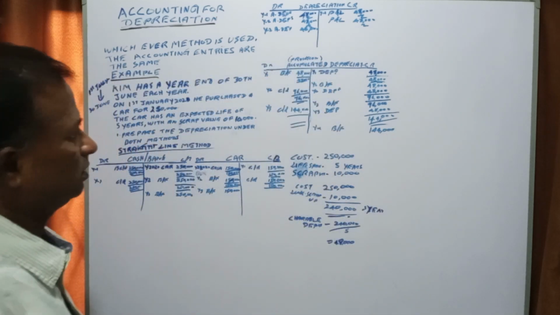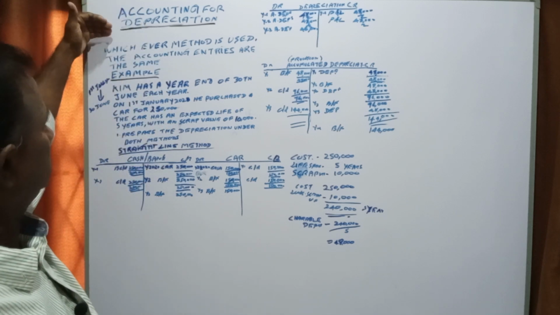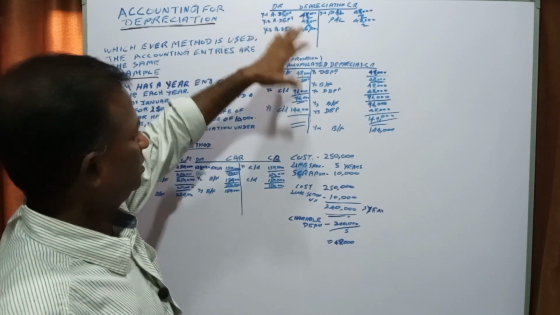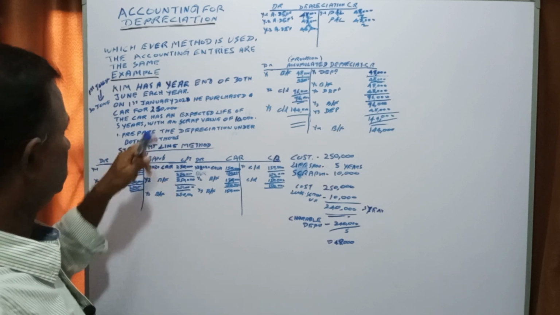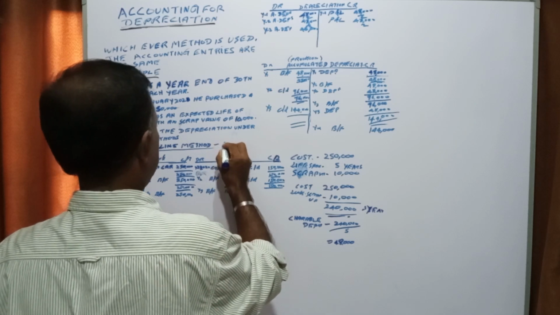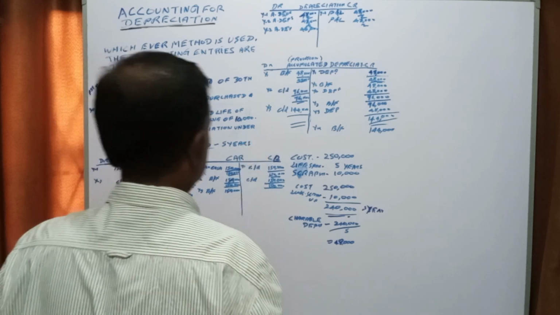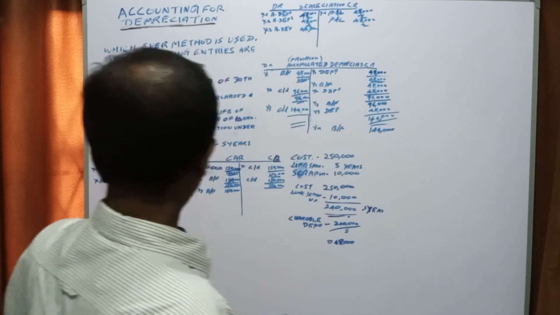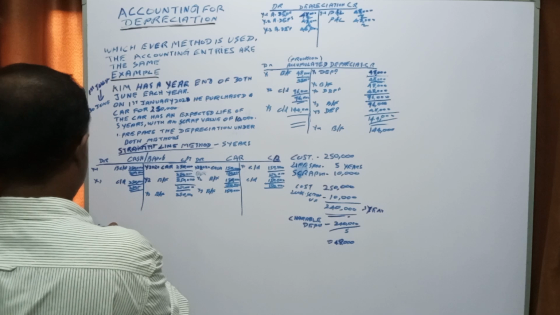Okay, this is the entry we are passing for this particular exam. You would have understood why the credit and debit entry did not change. So for the straight line method, the lifespan is 5 years. In the last year, we will show it in the balance sheet and profit and loss account.